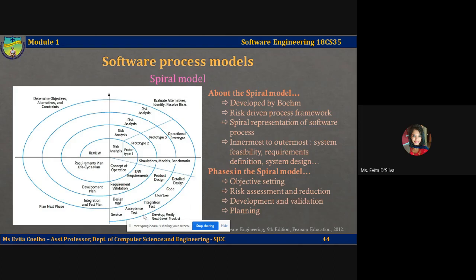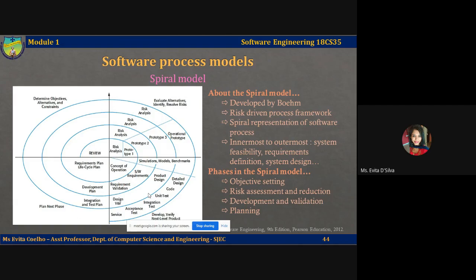Let's move on to the third sector. This is called the development and validation sector. After risk identification and evaluation has happened in the first and the second sector, in the third sector of development and validation, a development model for the system is chosen. For example, if you have identified in the first two sectors that user interface development risks are high or a priority or are dominant, then you may pick throwaway prototyping as one of your system design models.